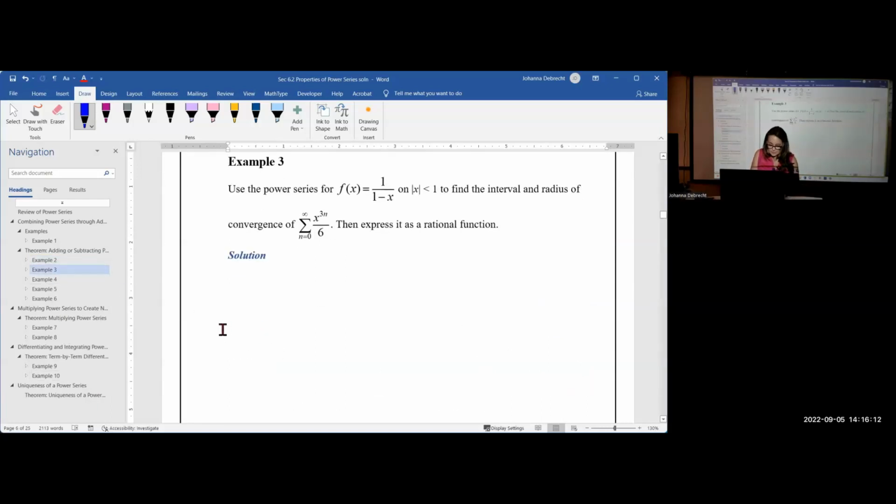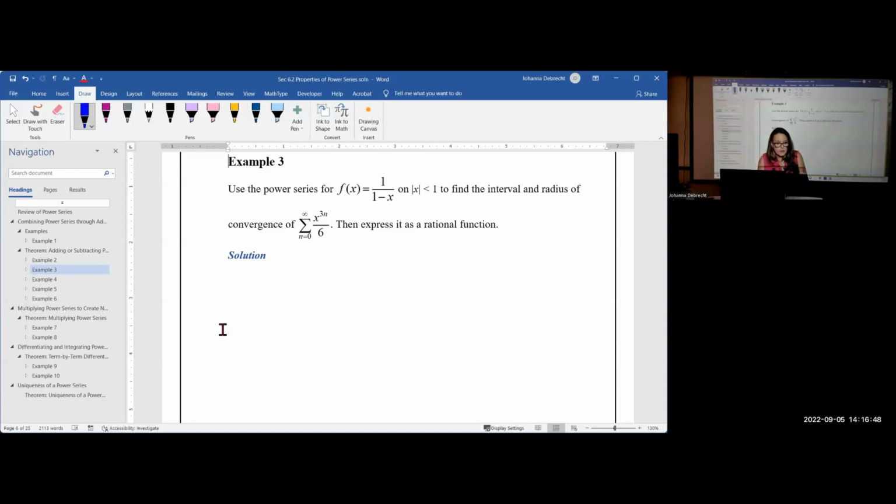When we're looking at example 3, it says, use the power series for f of x equal to 1 over 1 minus x, again on the interval of convergence from -1 to 1, to find the interval and radius of convergence of a new power series, the sum from n equals 0 of x to the 3n divided by 6, then express it as a rational function. Okay, well, we're told that this must converge, so I've got some things that I can do to it because I'm looking for the interval and radius of convergence.